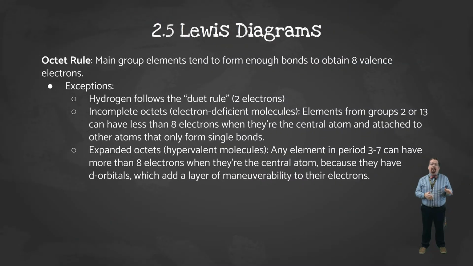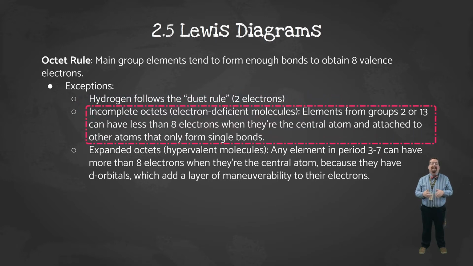If you don't remember, the octet rule basically says that our main group elements tend to gain, lose, or share electrons in order to have 8 valence electrons. There are, of course, some exceptions to this rule that you need to keep in mind while creating Lewis structures. Hydrogen follows the duet rule, which means it only wants 2 electrons.